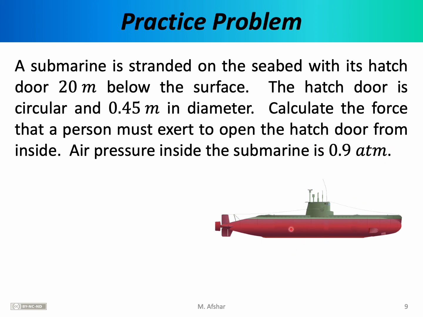So normally inside a functioning submarine, the pressure ought to be approximately 1 atmosphere. So the sailors inside the submarine are naturally accustomed to a pressure of approximately 1 atm, so we would expect the pressure inside to be 1 atm. This submarine is not a functioning submarine, it's stranded at the bottom of the ocean. So the pressure inside is a very uncomfortable 0.9 atmospheres. To get out, the sailors must open the hatch door.